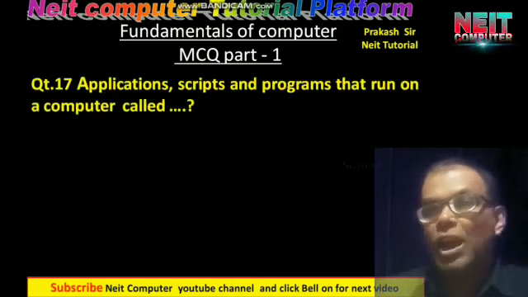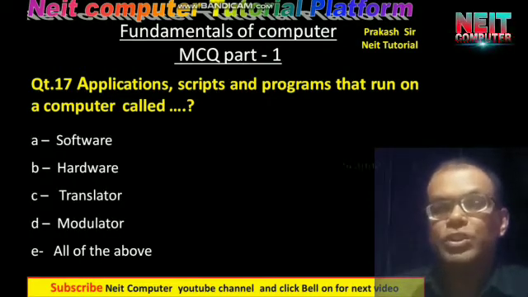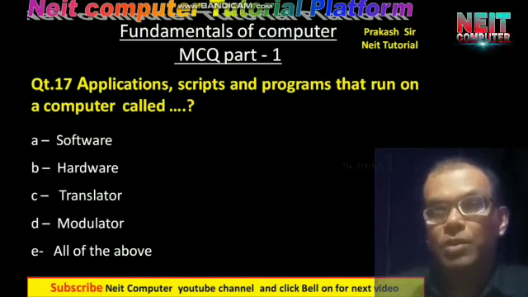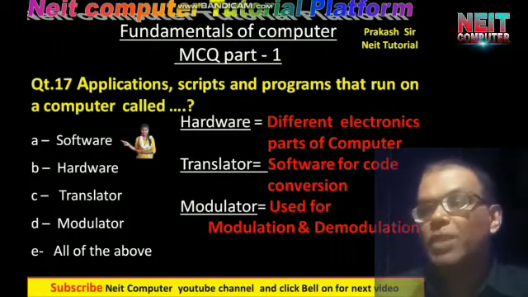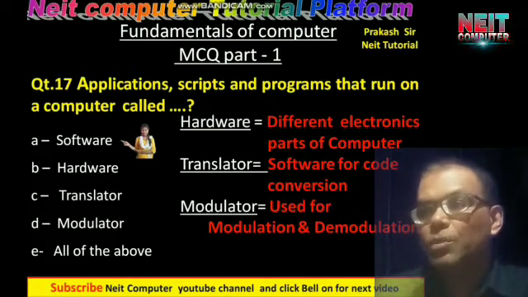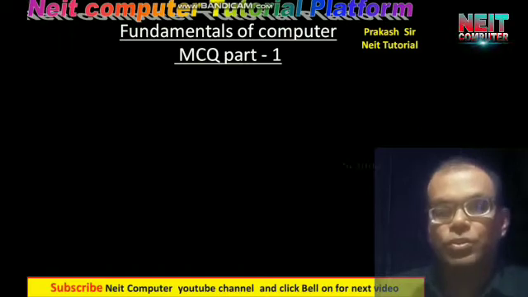The next question is, applications, scripts and programs that run on a computer are called. Application, script और program जोटा कि कंप्यूटर में रन करू ताको कौन कहा जाए. The options are software, hardware, translator, modulator and all of the above. The correct answer is software, because hardware means the different electronic parts of a computer. Translator is the software for code conversion, and a modulator is used for modulation and demodulation. So software is the correct answer for this question.